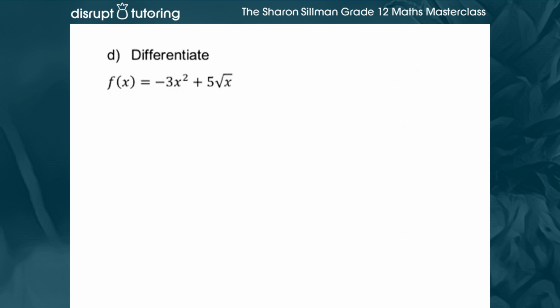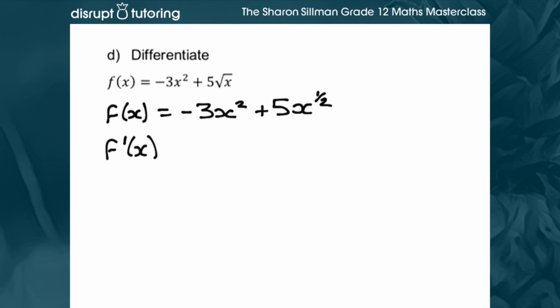Again, the function is not ready yet to use the rule and find the derivative, so I'll still call it f of x because I'm just dealing with the function to change how it looks so that I can use the rule. There's nothing wrong with the first term, and then we have the square root of x, which is x to the power of a half. Now I can use the rule.